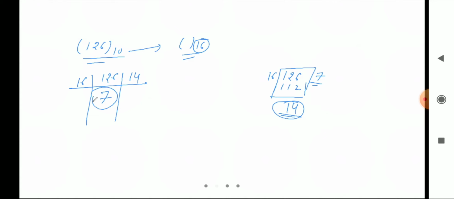And further, can we divide this one? We cannot divide, so we can write down this one. So it is nothing but 7 and 14. So 14 can be written as like 10, 11, 12, 13 and 14. So we can say this one is A, this one is B, this is C, this one is D, and this one is E. Am I correct? So I think result should be 7E.